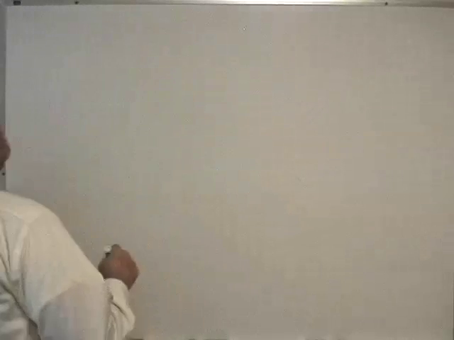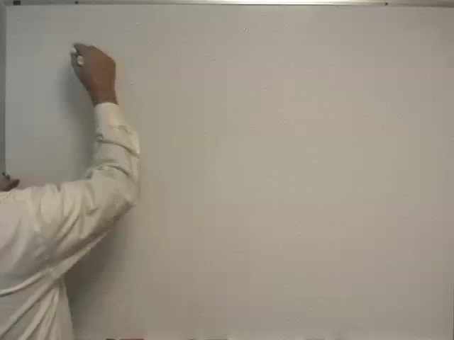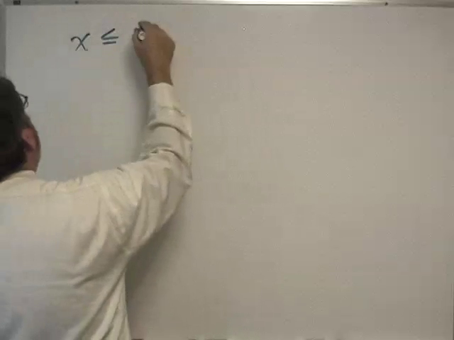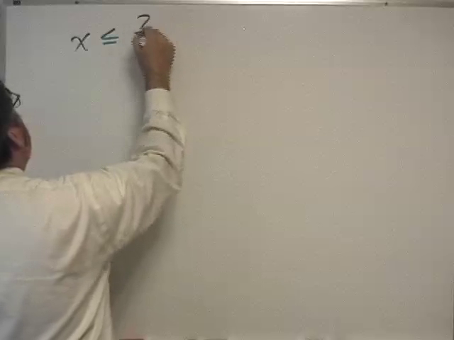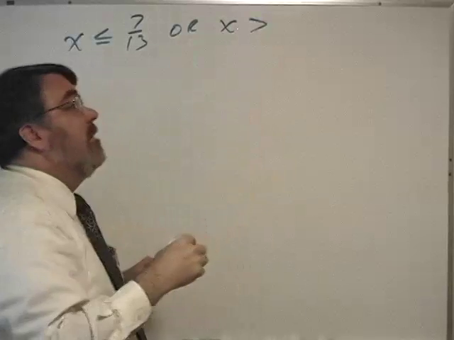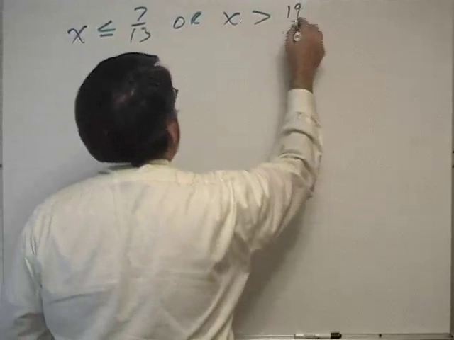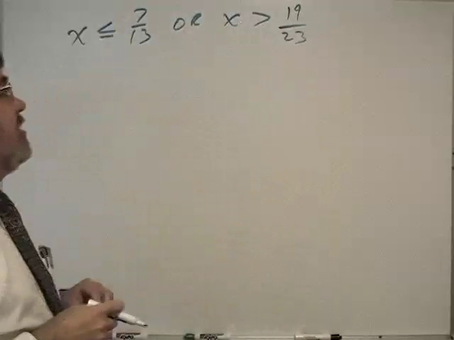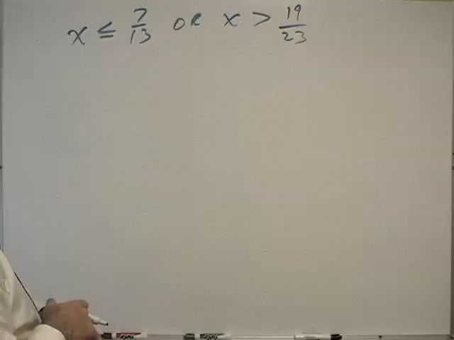In this video clip, I'm going to graph a couple of compound inequalities and write them in interval notation, just for the extra practice. So, here we go. Let's say we have x is less than or equal to 7/13, or x is greater than 19/23. Okay, so what in the world do we do?